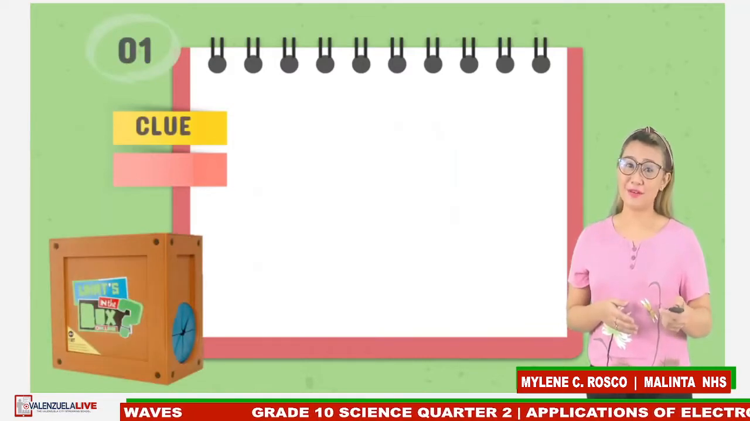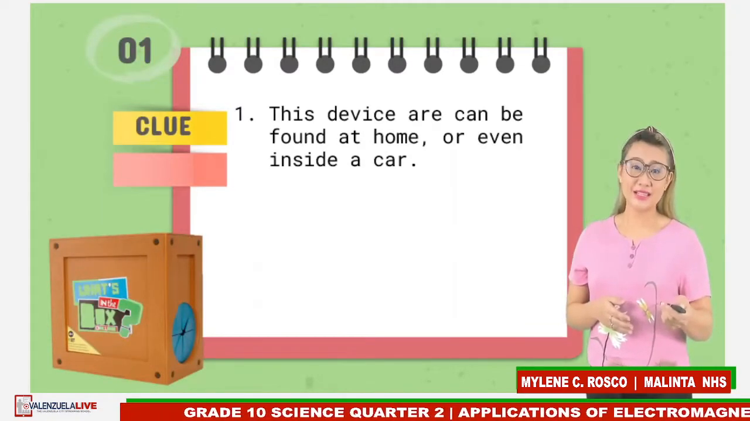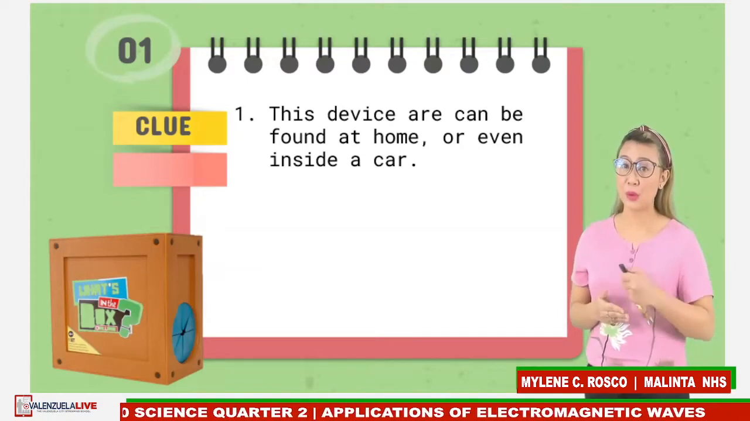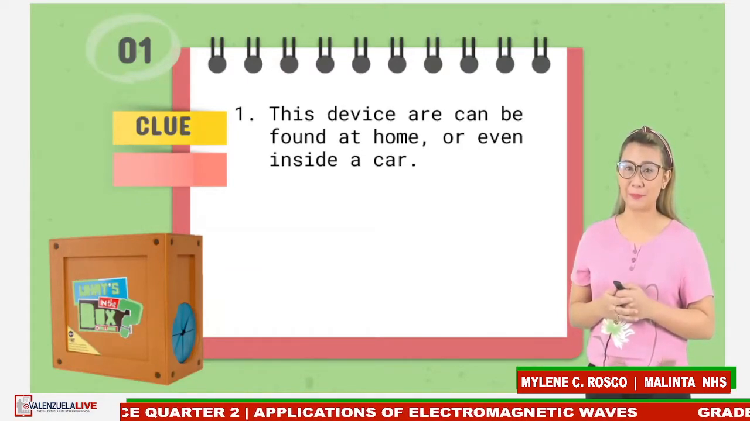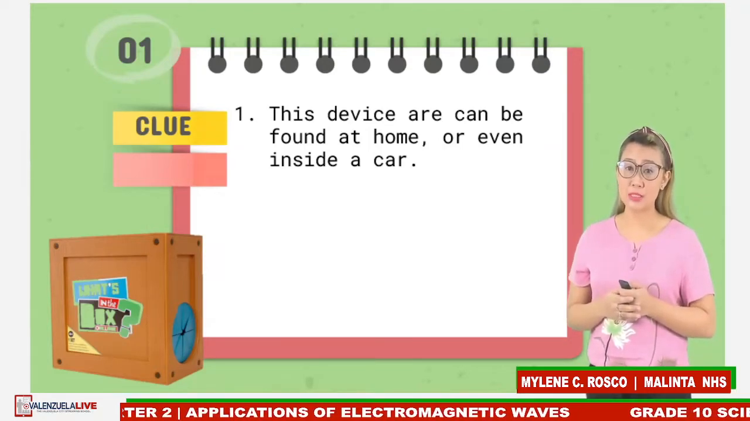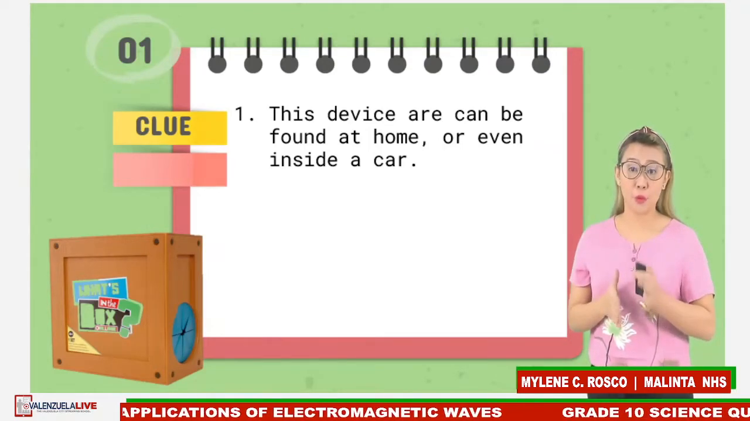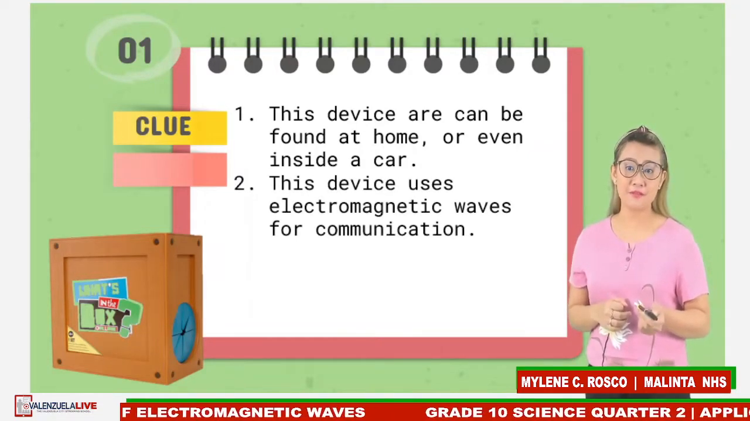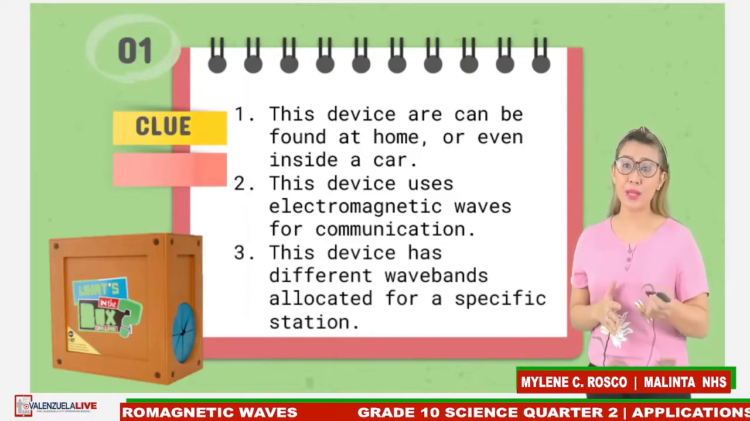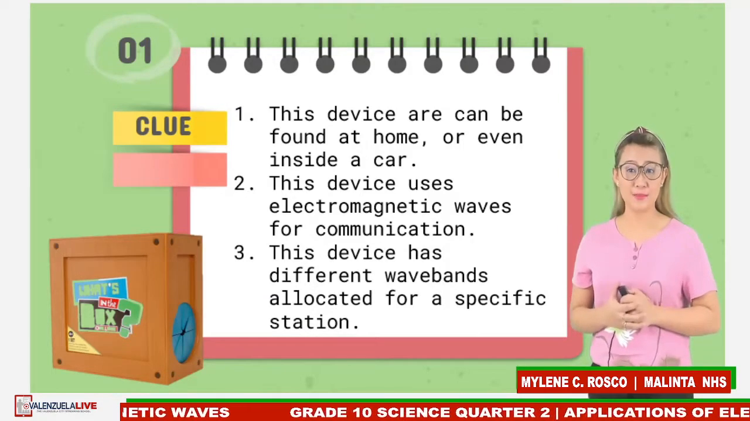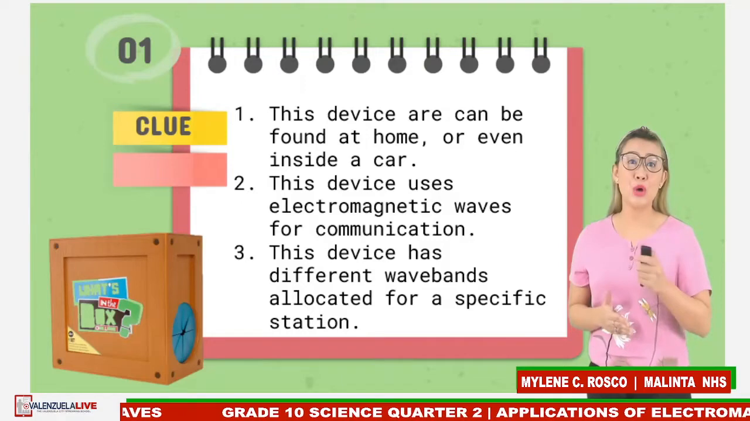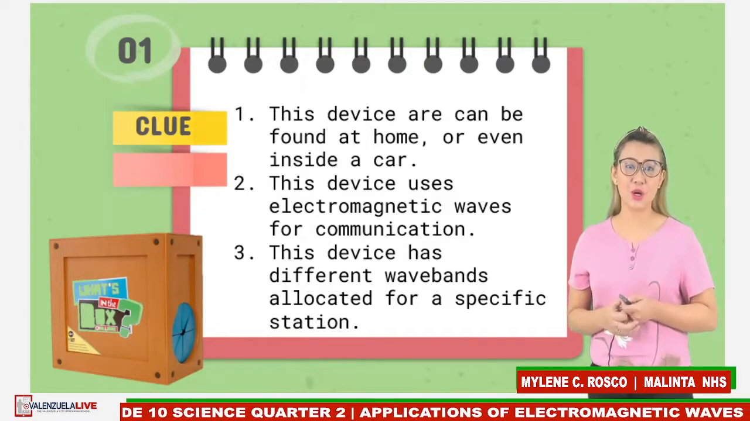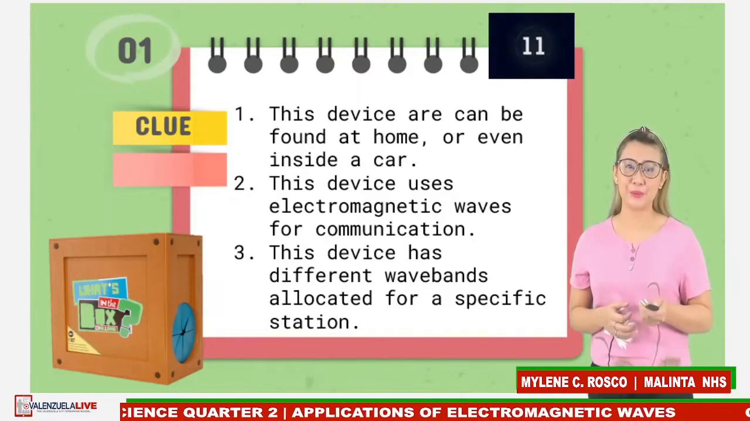So let's have the first item. So these are the clues. This item can be found at home or even inside a car. This device uses electromagnetic waves for communication. And third clue, this device has different wave bands allocated for a specific station. So what's inside my box? Key in your answer on the comment section. 10 seconds, go.